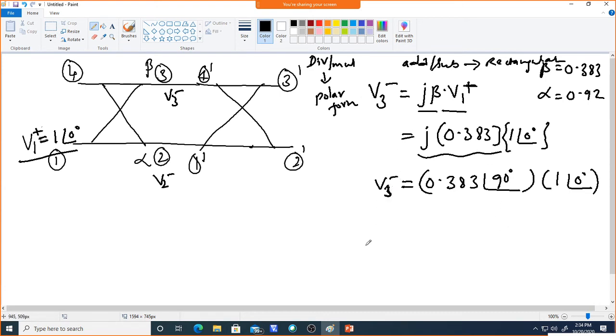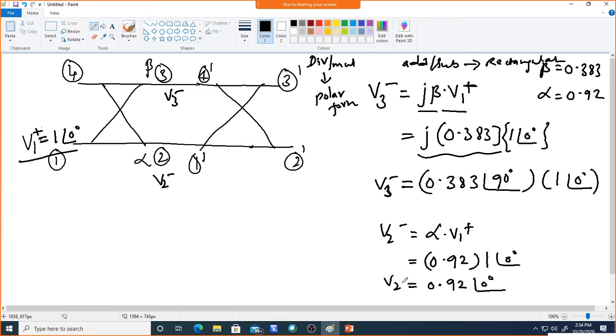Similarly, you can find out what is V2 minus, which is nothing but alpha into V1 plus. So what is your alpha? Alpha is 0.92 and this is 1 at an angle 0. So the resultant is 0.92 at an angle 0. This is your V2 minus. Now you can see here the same V3 minus and V2 minus: the V3 minus is going here and the V2 minus is going here.